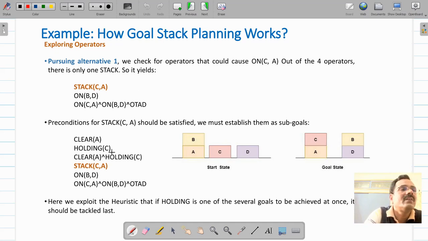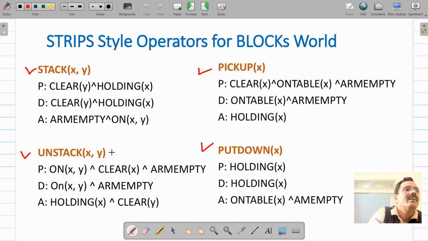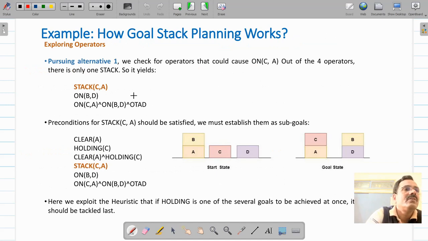Clear A and holding C. Again, go back. Clear A and holding C. So now you will try to achieve these two sub goals. So we will put this on the stack: clear A and holding C. To achieve this, again there is a question whether you should perform clear A first or holding C first. Now here you are going to use a heuristic to decide which particular sub goal you should pursue first.